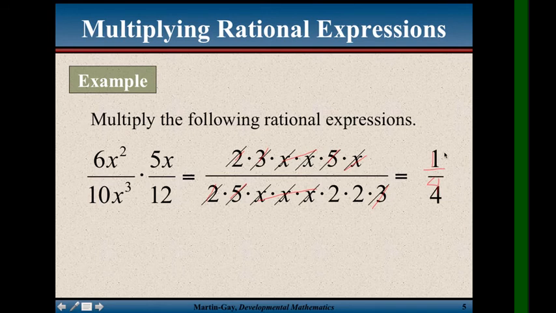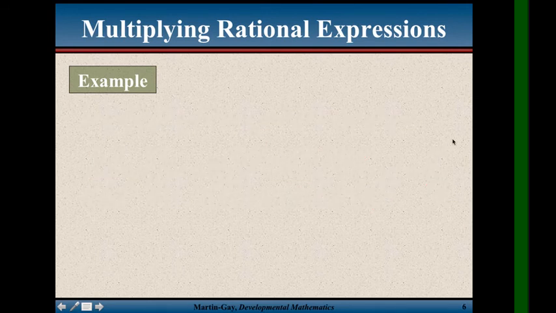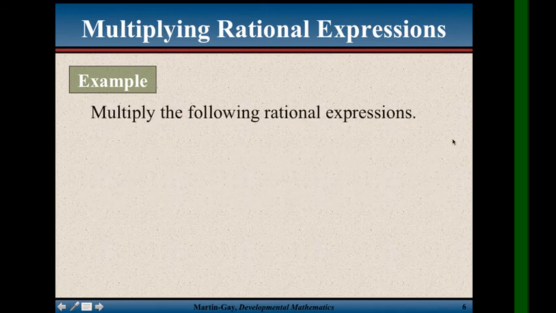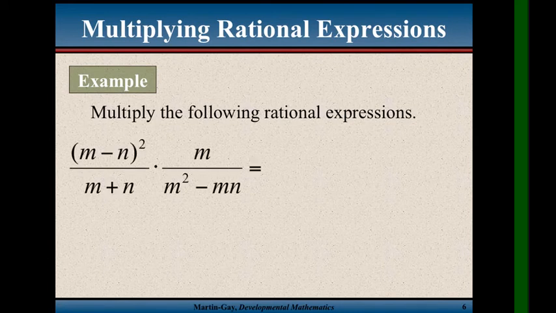Correct. 1/4 is our answer. Another example. Multiply the following rational expressions. In this portion, it's a bit complicated as you can see. We have the quantity m minus n squared times m over m plus n and m squared minus mn.